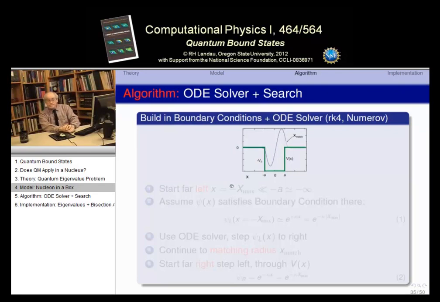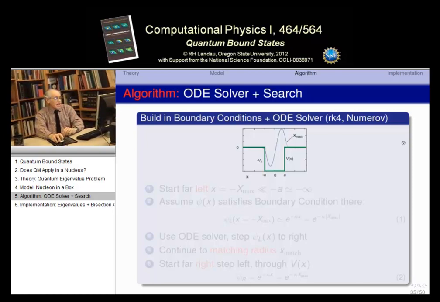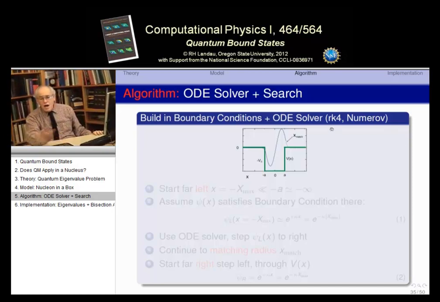How do we solve this? We have a choice. Here is our potential. We want to solve the Schroedinger equation, and there are 2 things we want to do. One is to solve the ordinary differential equation, and 2, to impose the boundary conditions. And you have a choice here. I recommend, if you don't know any better, just use your favorite RK4, 4th order Runge-Kutta solution for the ordinary differential equation. It works beautifully.